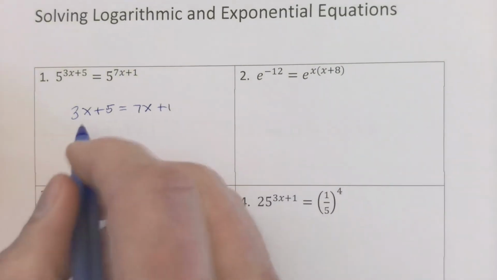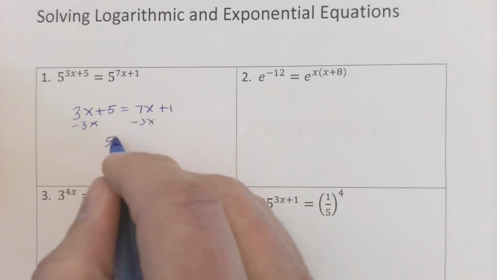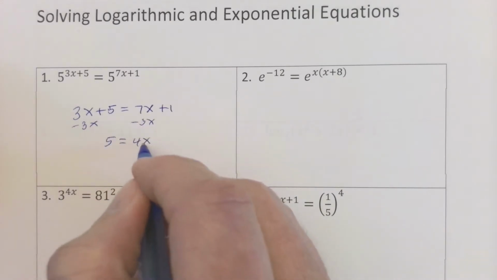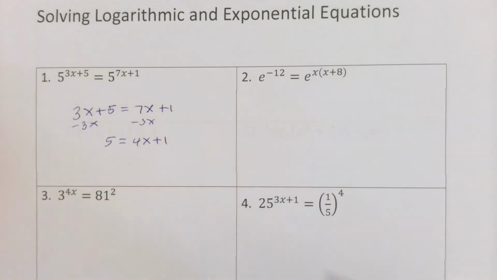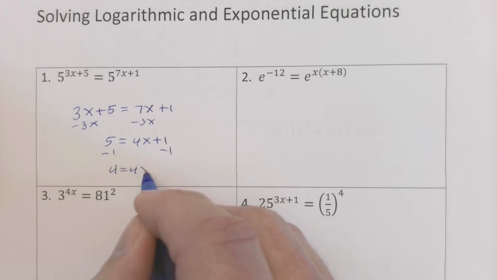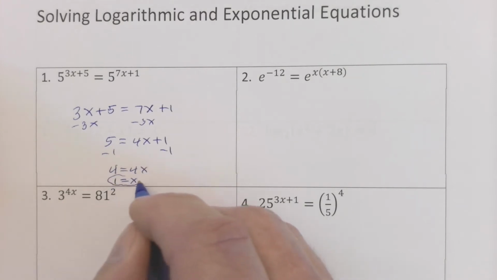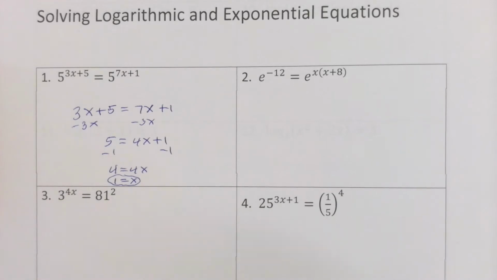And now it's straightforward, linear algebra. You're going to subtract 3x from both sides. That's going to get 5 equals 4x plus 1. You're going to subtract 1 from both sides. And you'll have 4 equals 4x. Divide by 4. And the answer is 1 equals x, or x equals 1. Pretty easy.